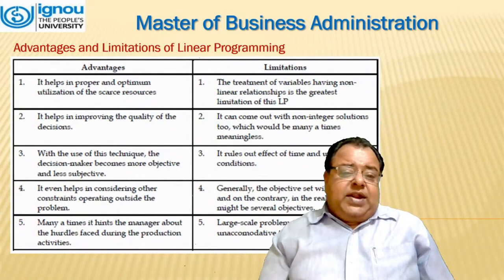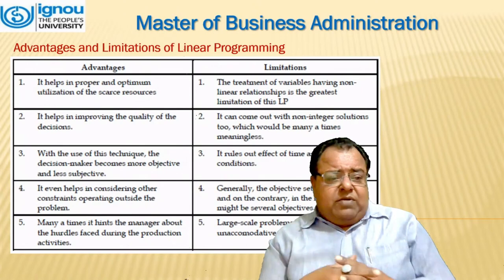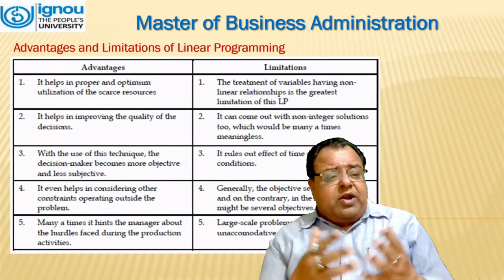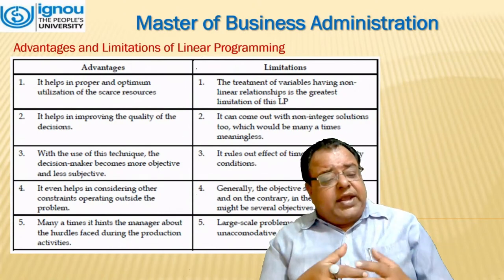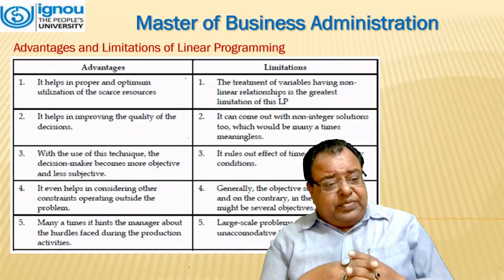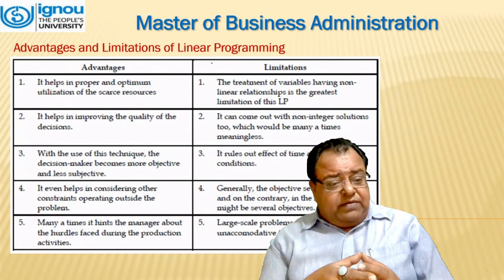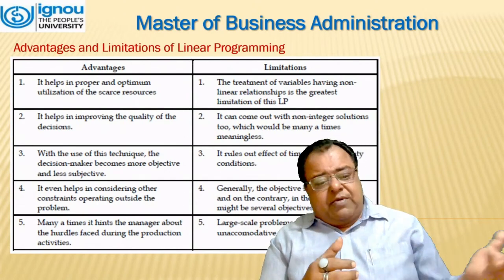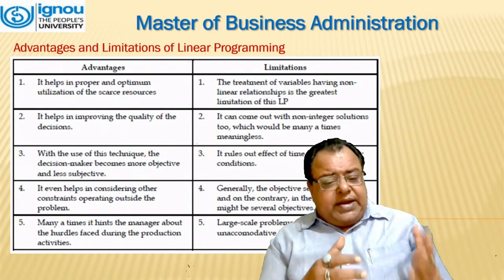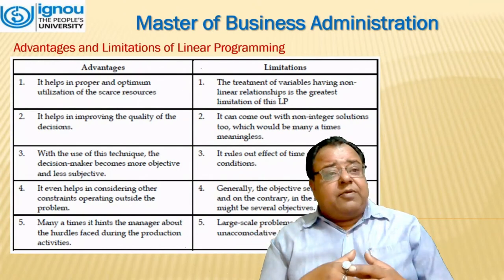Now, what are the advantages and limitations of linear programming? If we talk about the advantages, it helps in proper and optimum utilization of the scarce resources. It helps in improving the quality of the decision. With the use of this technique, the decision maker becomes more objective and less subjective. It even helps in considering other constraints operating outside the law. Many a time, it hints the manager about the hurdles faced during the production activities.